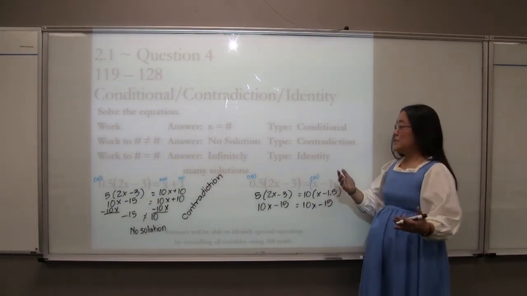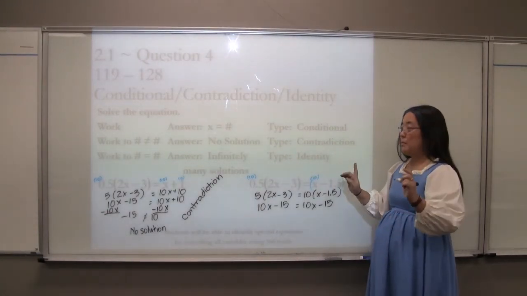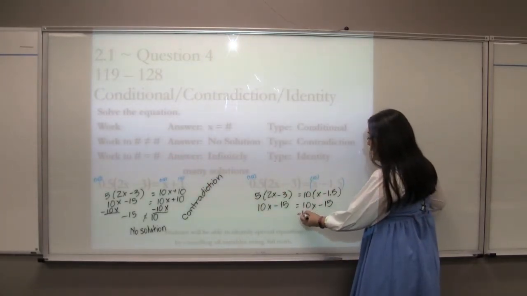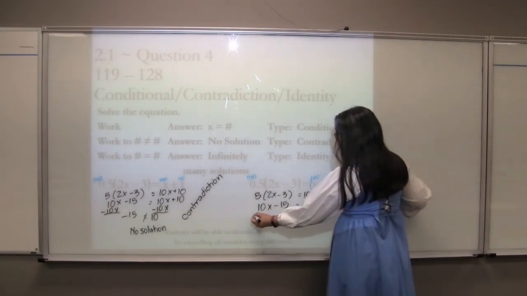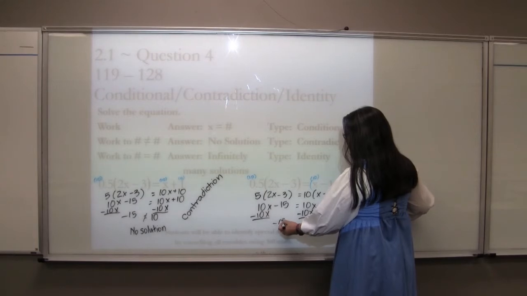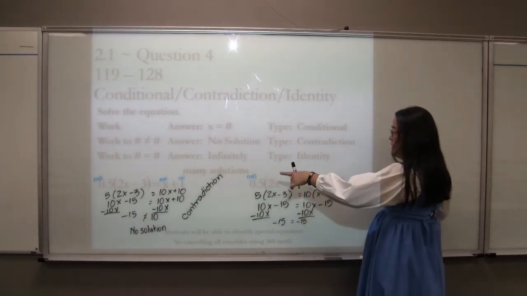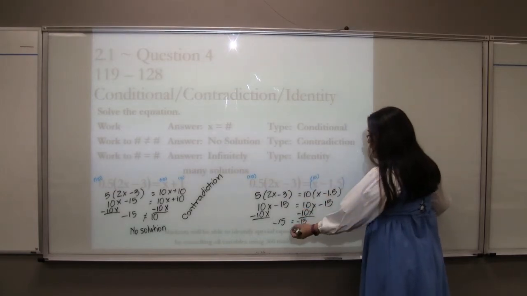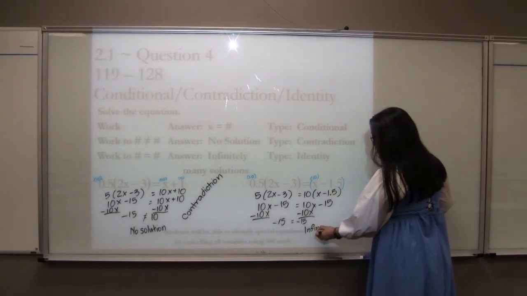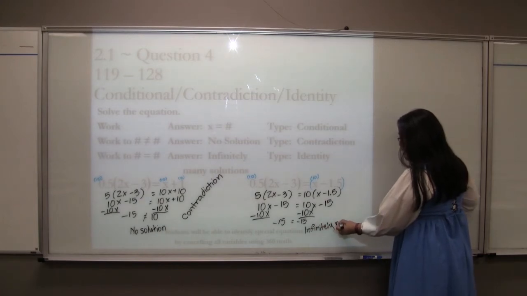And many of you might want to stop and say, hey, I know that the two sides are equal. I know what the answer is already, but remember that we want to have a number equals a number. So, subtracting that 10x on both sides, we get negative 15 equals negative 15. That is an infinitely many solutions, so the actual answer to this is infinitely many solutions.